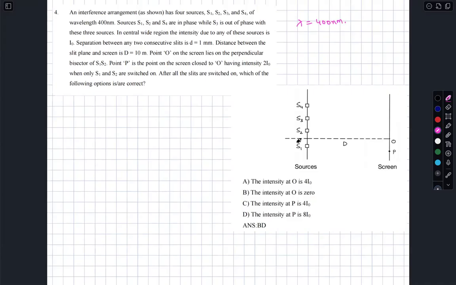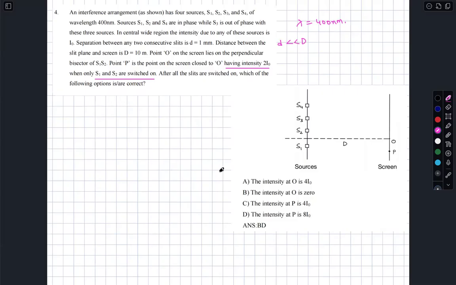Distance between the slits and the screen is D. So this is the case where small d is very, very small when compared to capital D. Point O on the screen lies on the perpendicular bisector of S1, S2. Point B is the point on the screen close to O, which has an intensity 2I naught when only S1 and S2 are switched on. This is one important data. After all the switches are switched on, which of the following options is correct?